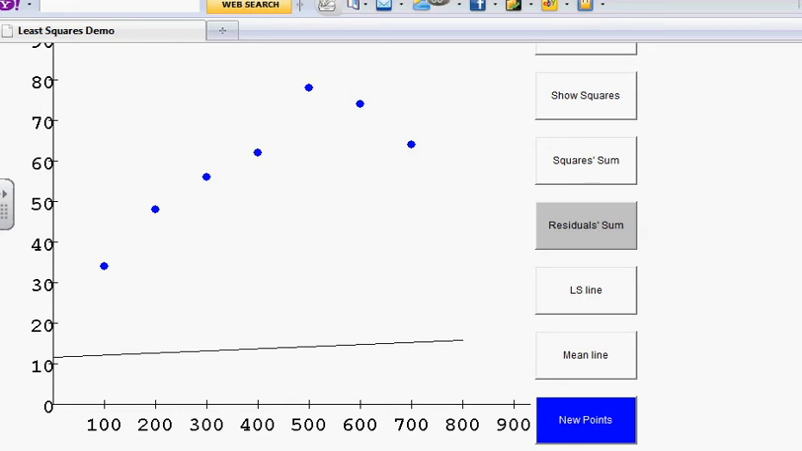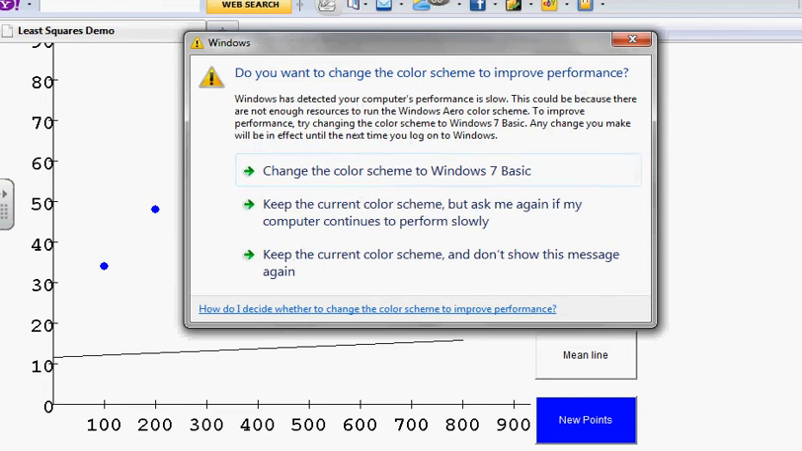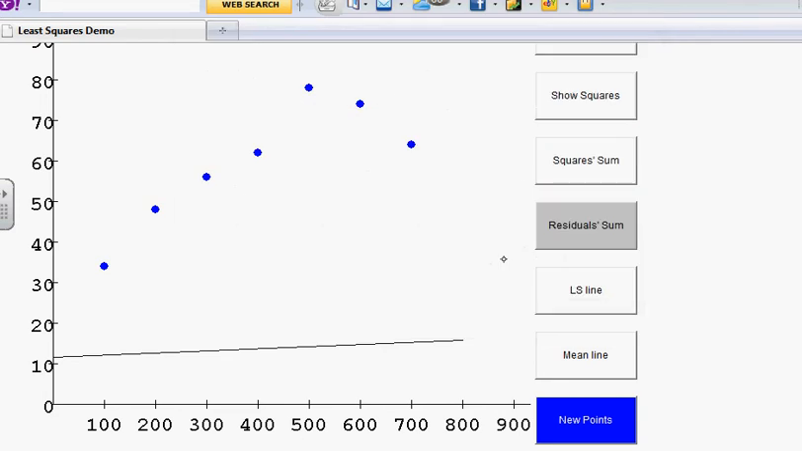I'm reading off from the leftmost point. I see that as 100, 35. And then I see the second one as 200, 50.